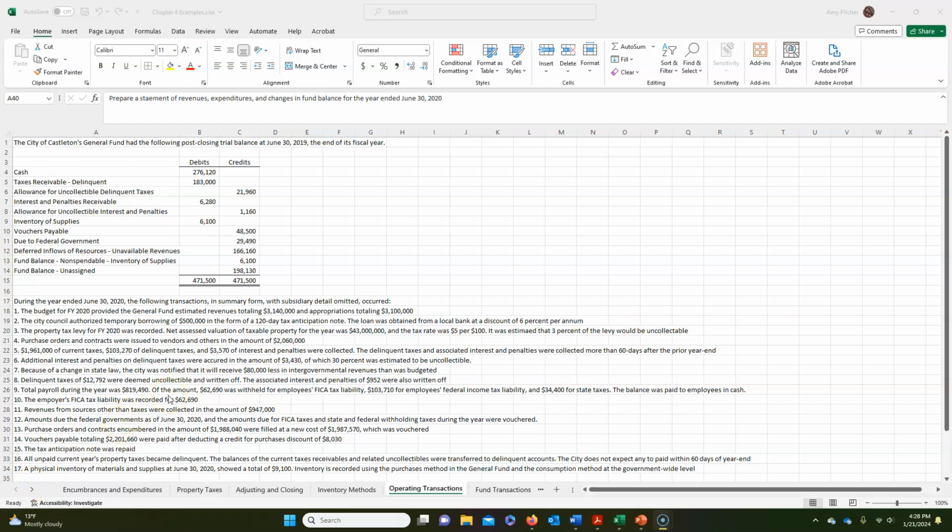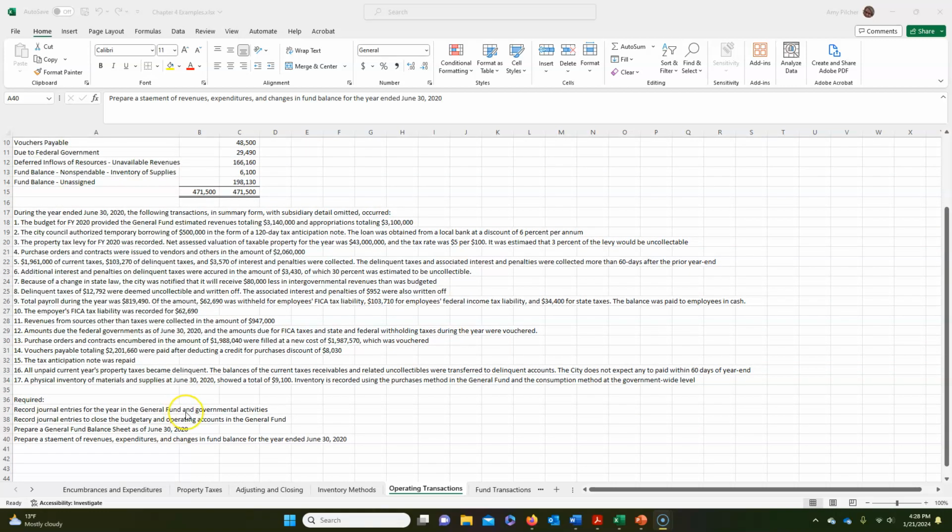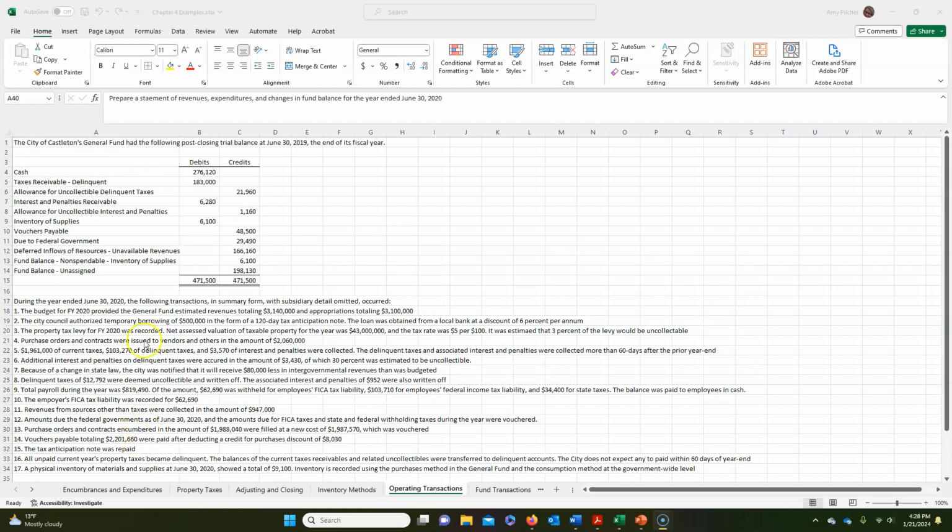In this example, we're going to look at some operating transactions throughout the fiscal year for a city, and then at the end of the year do the financial statements. Okay, so we have all this information. We're going to do the general journal entries for the year to the general fund and the governmental activities fund, and then we're going to prepare a fund balance sheet and a statement of revenues. So we're going to go through each one of these activities.